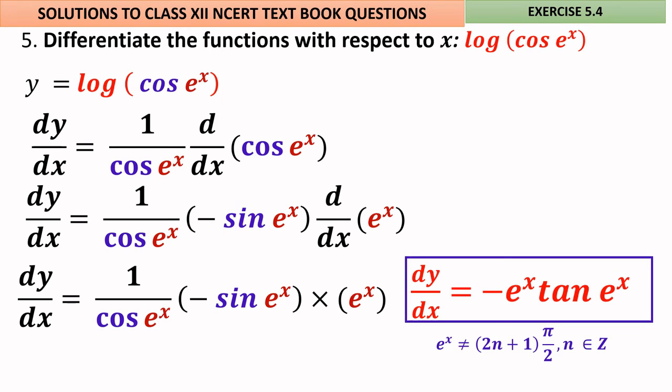You know that at those values it will go to infinity. That is why we are avoiding it.